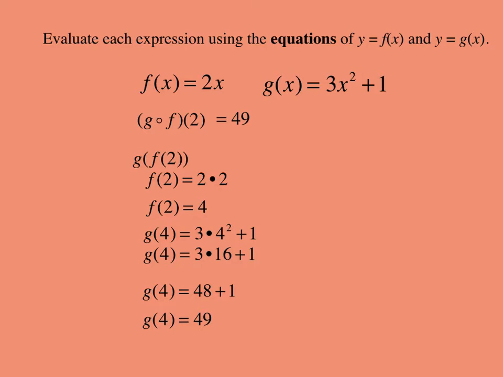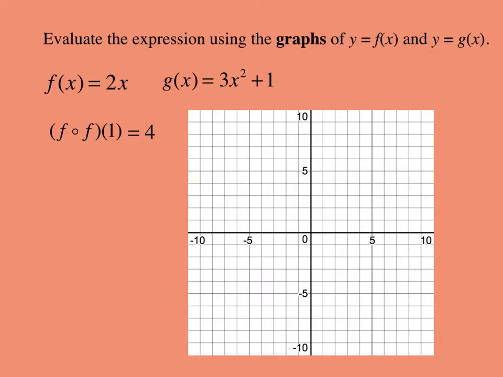Now we'll use these same two functions, but we'll understand the graphical meaning of composite functions. So once again, the f of x is a linear function going through the origin with a slope of 2. G of x is a quadratic function that is 3 times as steep or narrow as the parent function shifted up 1.